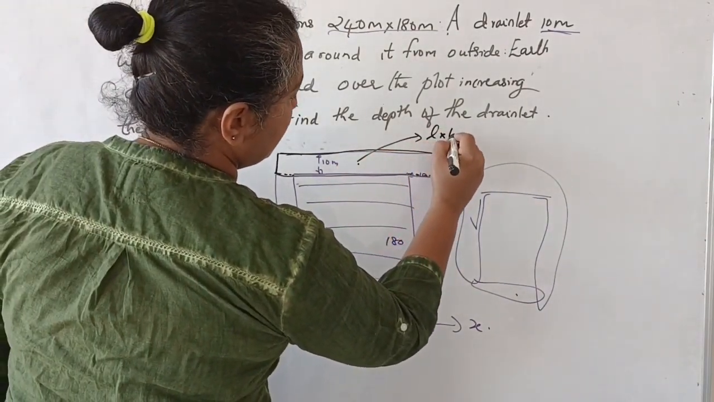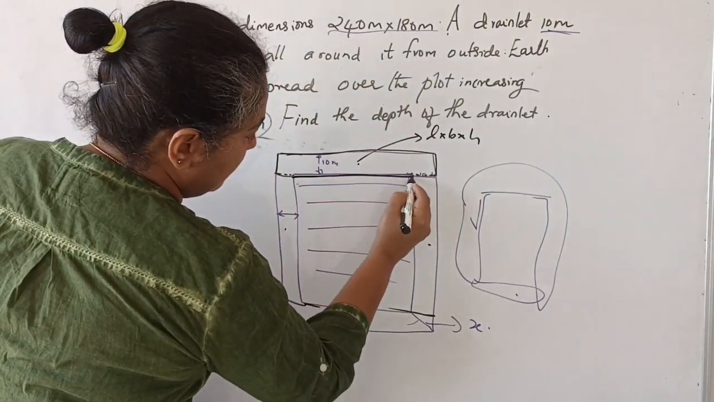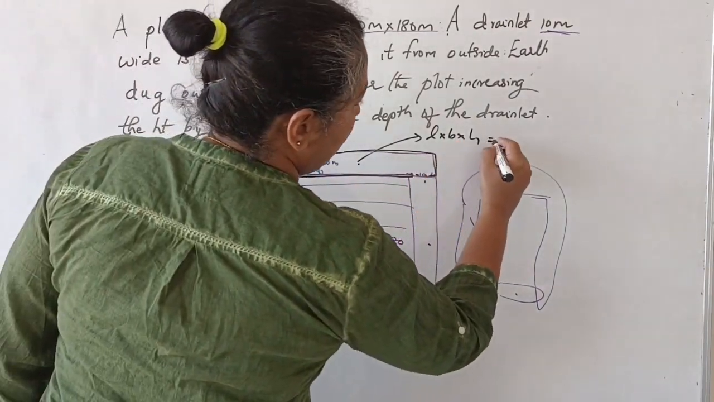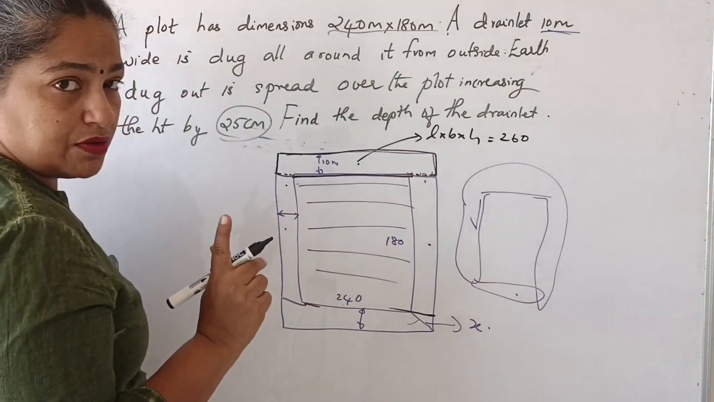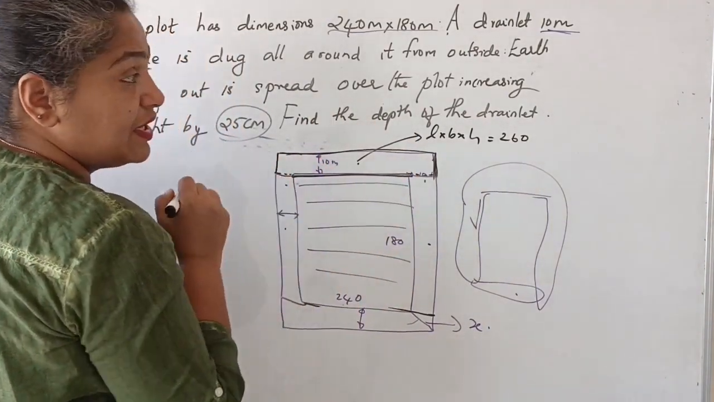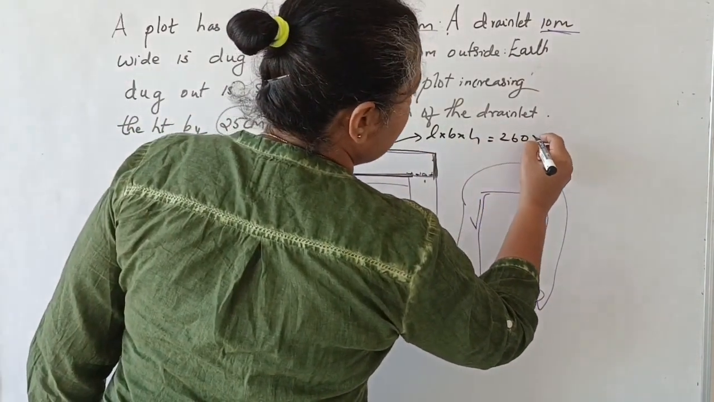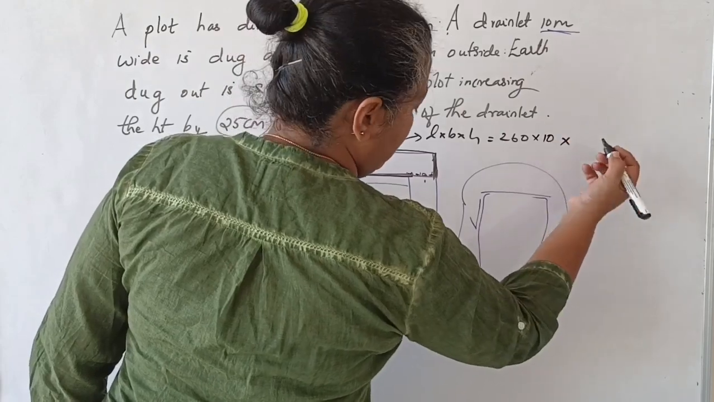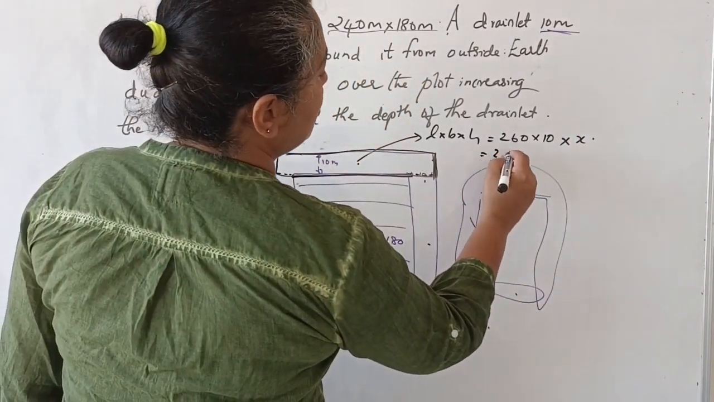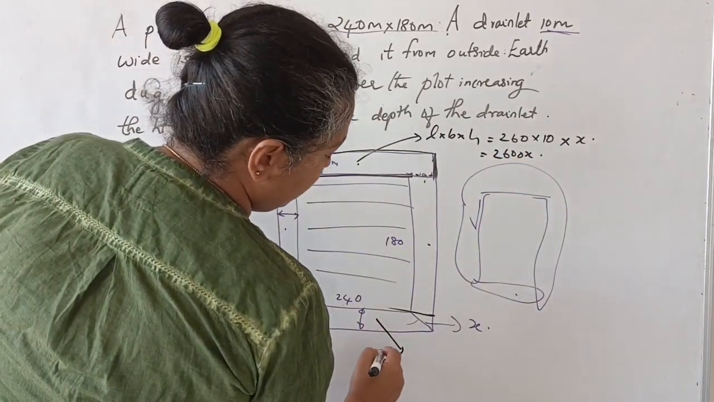Now, what is the volume of the earth that is taken out from this part? It is L into B into H. What is my length equal to? From here to here, it is 240. Here there is a 10, here there is a 10. So I get 260. Here I have a breadth and I have a depth also, which we need to actually find, but the breadth is 10 into x. So I will get 2600x. Here also I will have 2600x.